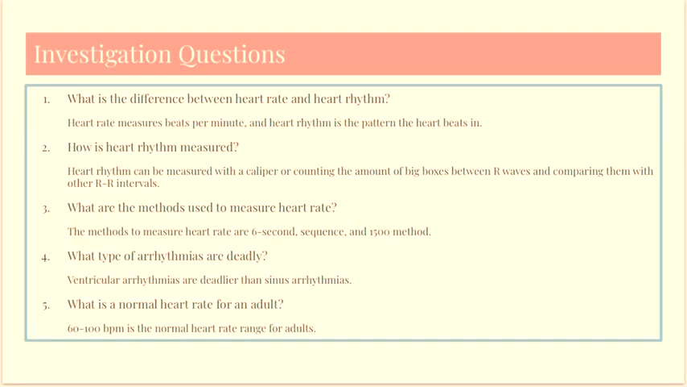Number 3. What are the methods used to measure heart rate? The methods to measure heart rate are 6-second, sequence, and 1500 method. Number 4. What type of arrhythmias are deadly? Ventricular arrhythmias are deadlier than sinus arrhythmias. Number 5. What is a normal heart rate for an adult? 60 to 100 beats per minute is the normal heart rate range for adults.